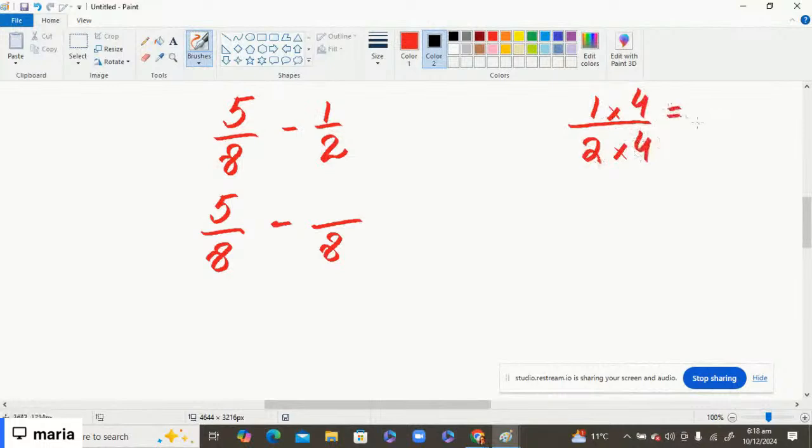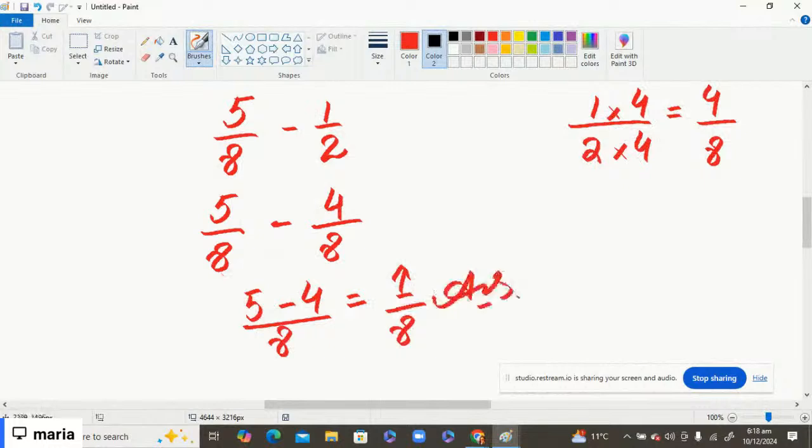So 4 times 1 is 4. So here you put 4. This 8 and this 8 are the same, so only putting one 8 here and subtracting their top numbers. So 5 minus 4 is 1 over 8, and that is your answer. Okay, now let's do the test questions.